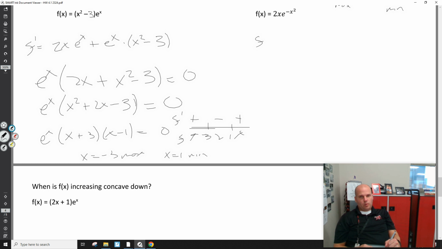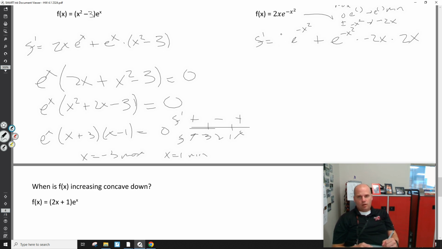All right, another fun one. Derivative of the first times the second plus the derivative of the second times the first. Oh, and if you're not sure, do it. E to the power. The derivative of negative x squared is negative 2x. The derivative of e to the power is e to the power. So I get e to the negative x squared times negative 2x times 2x.